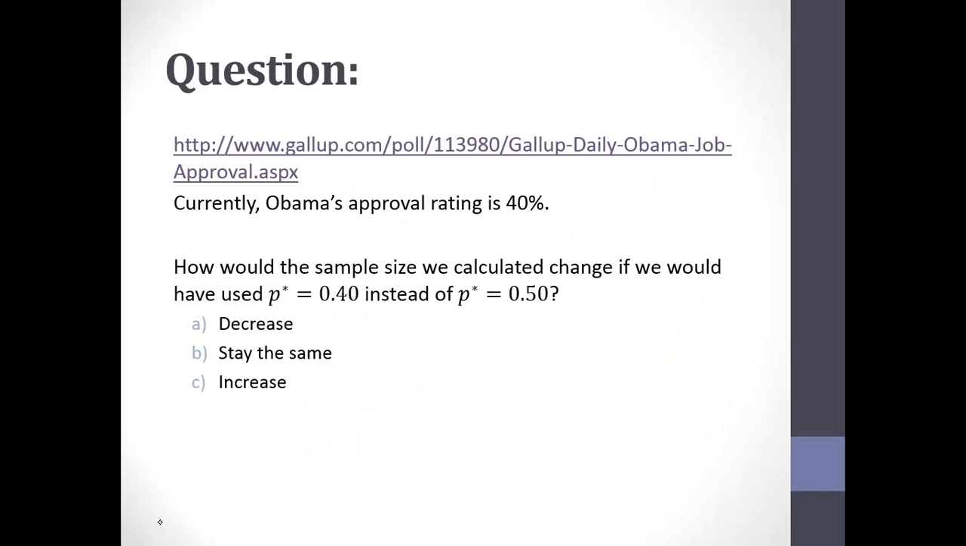Okay, so taking this one step further, suppose we actually do know what Obama's approval rating is. Other people are answering this question. So if you go to that website, you can look at the current approval rating. Right now we're sitting at 40%. So if we did that same calculation using this separate information, how would the sample size we need change if we had used P star 0.4 instead of P star of 0.5?